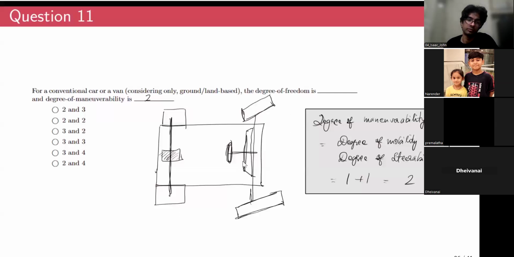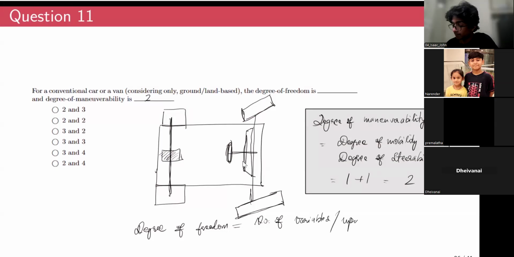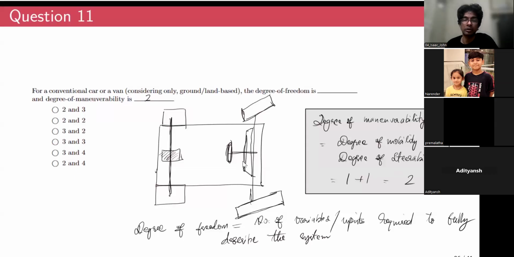What about degree of freedom? What is degree of freedom? So as per the definition, degree of freedom is basically the number of variables or inputs required to fully describe the system. So the system being a mobile robot. So how many variables do you require to fully describe the position and orientation of a car?